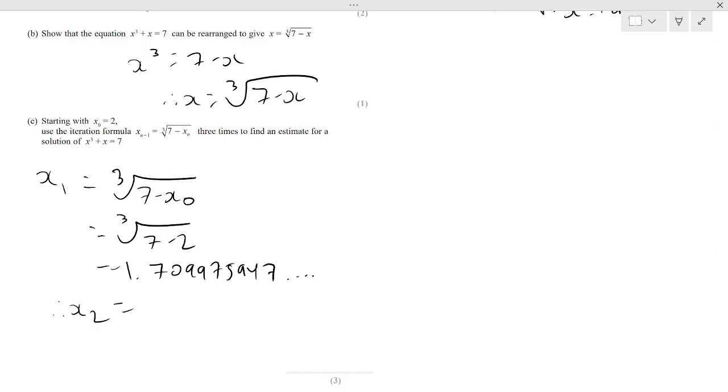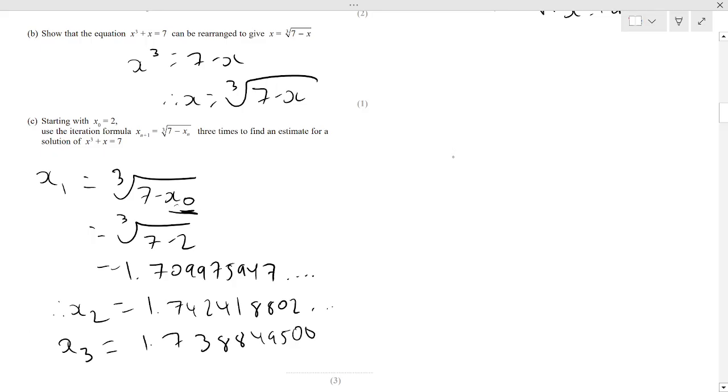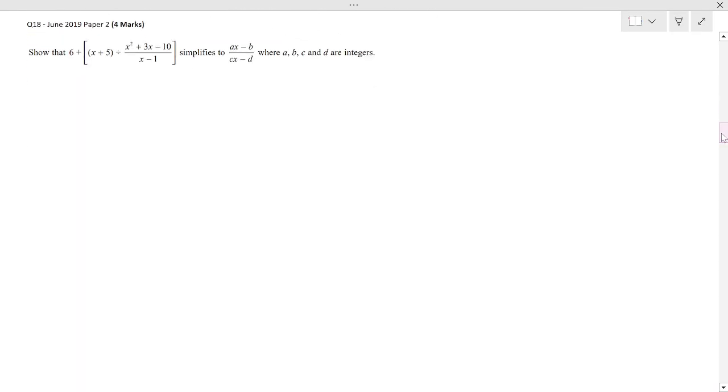Therefore, x2, we're just going to reuse the formula then. So then we're going to say the cube root of 7 minus your previous answer. Okay, so then that's going to be 1.7424188802. Then the next estimate will be 1.73884956 by plugging x2 into here now. And we used it 3 times because we got x3. So that is the estimate. 1.73884956, and that is a 6. Cool, there we go, nice. Quick and easy.